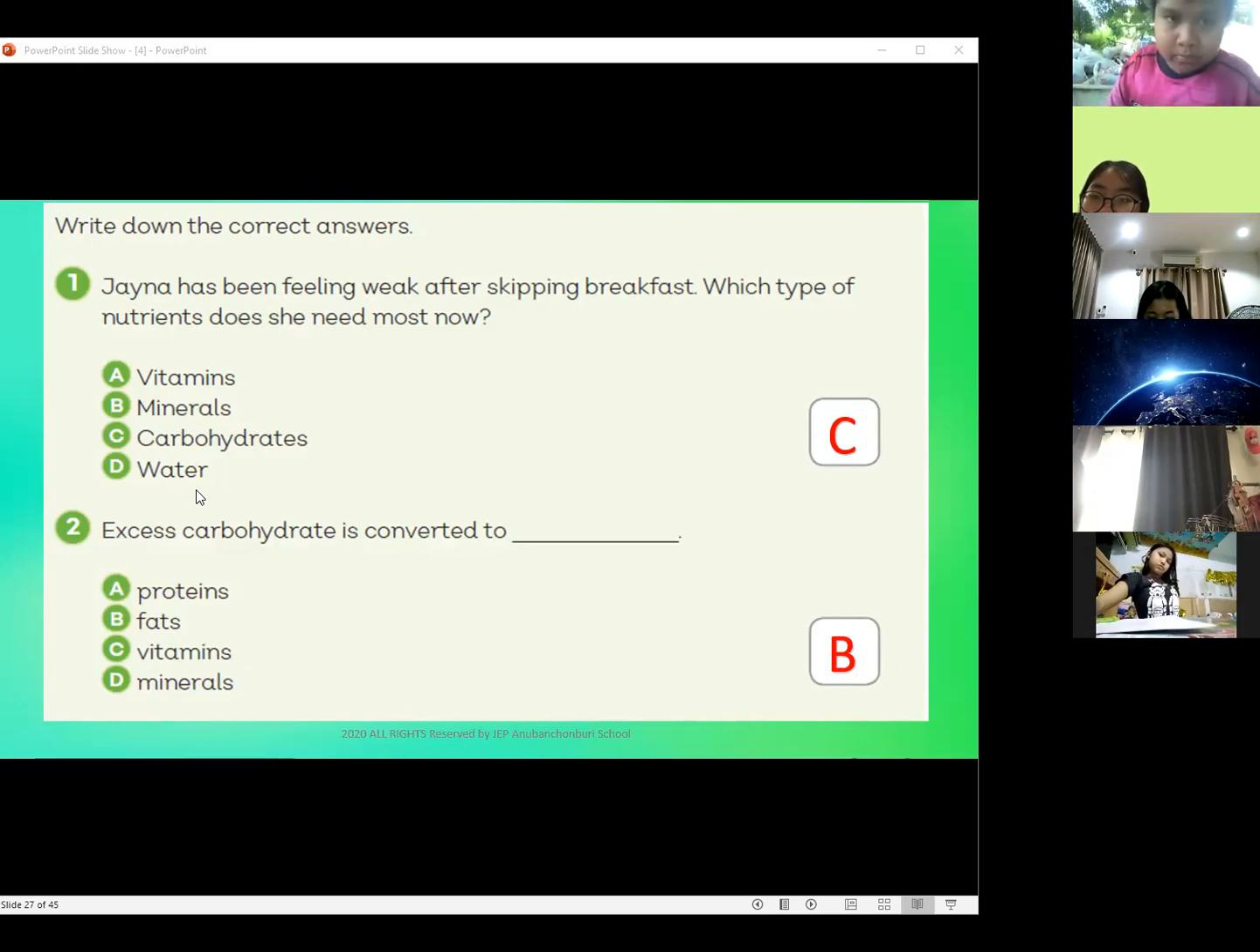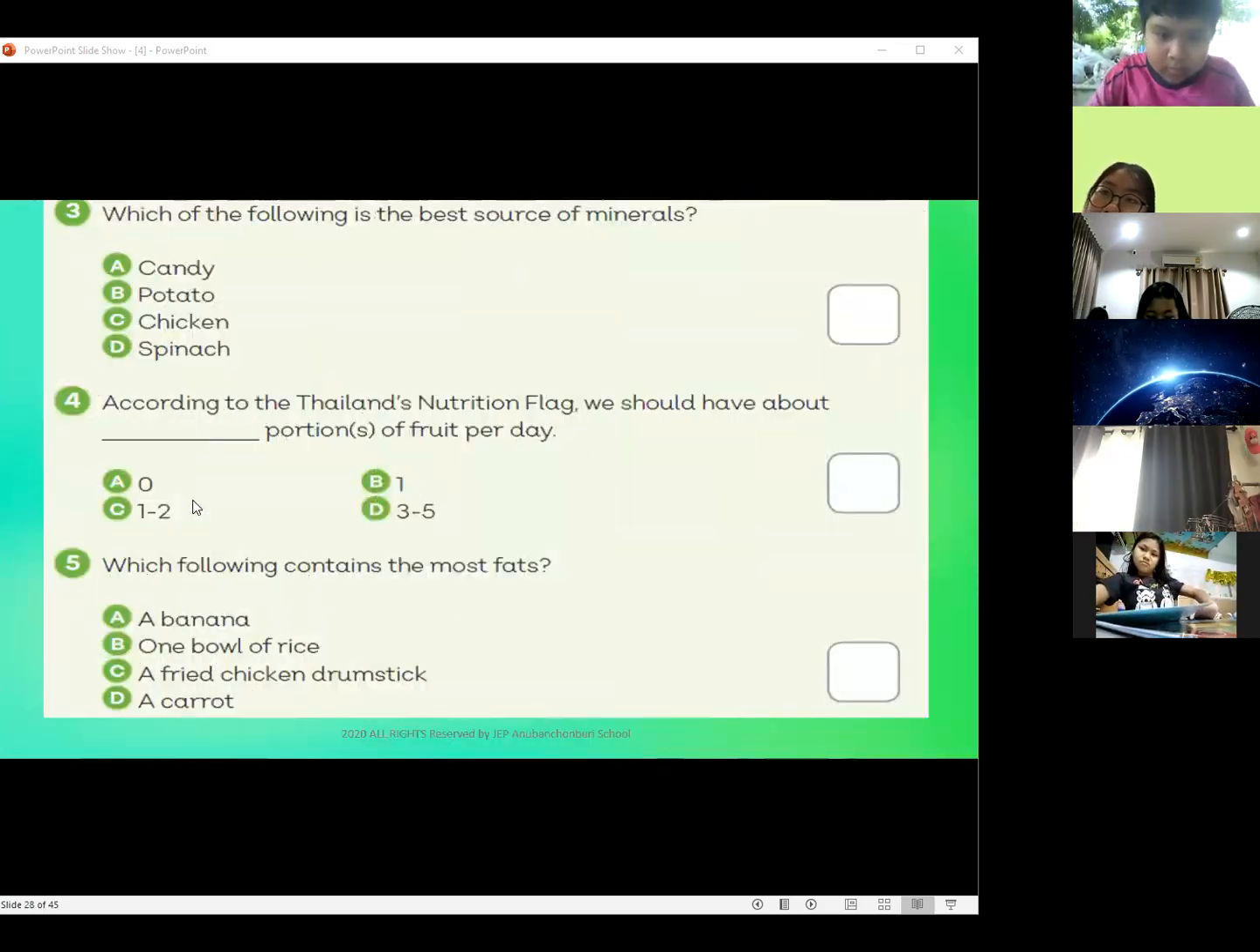Okay, good. Now let's proceed to question number 3. Which of the following is the best source of minerals? Candy, potato, chicken, or spinach? Potato. Pirapong, what is your answer? Potato. Pirapong, potato is wrong.